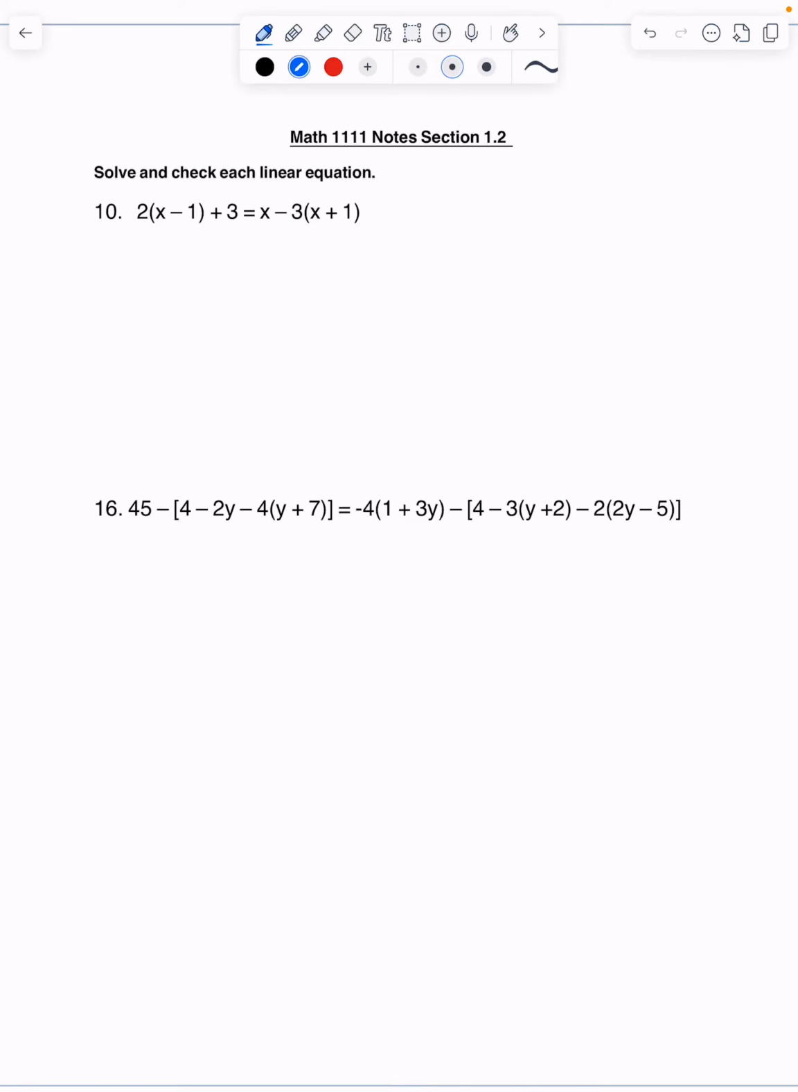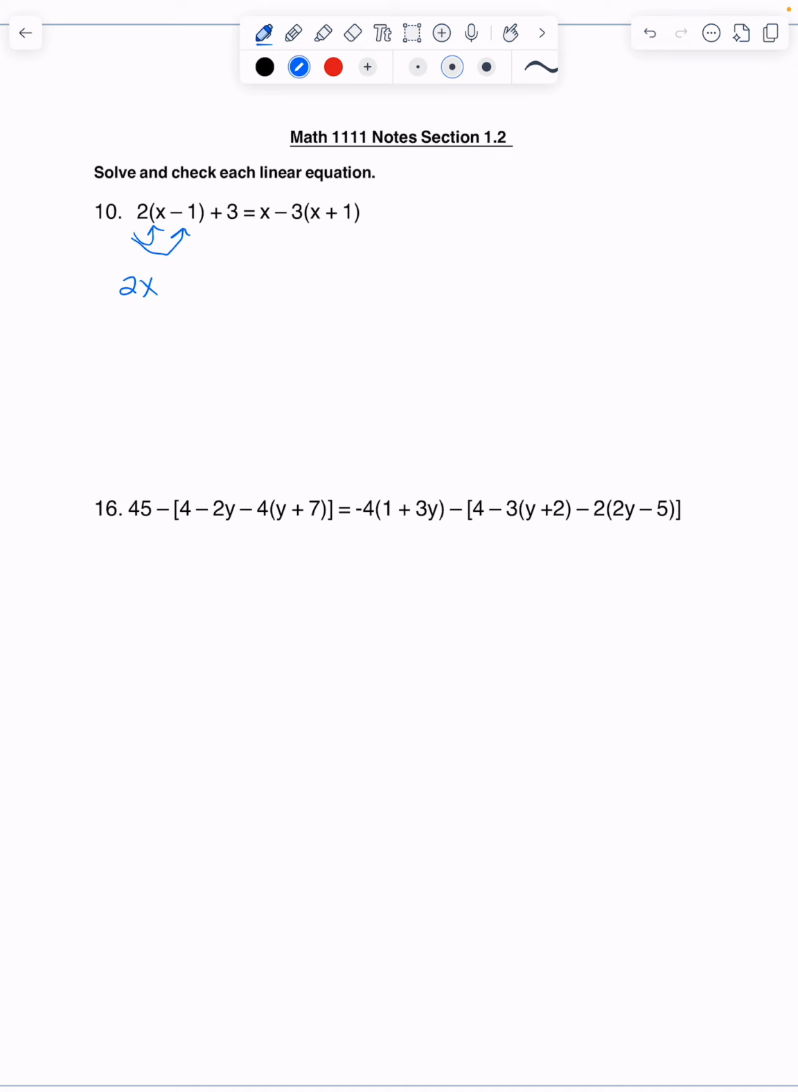Okay, let's take a look at section 1.2 where we're going to actually solve some linear equations. Looking at number 10 from your textbook, what we're going to do is simplify each side as much as possible. So starting on the left side on number 10, I can't simplify within the parentheses, so I'm going to distribute. 2 times positive x gives me 2x.